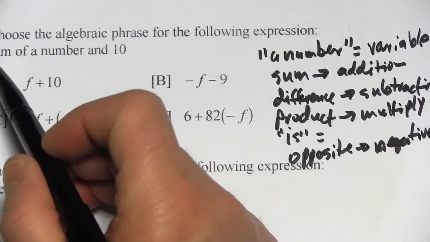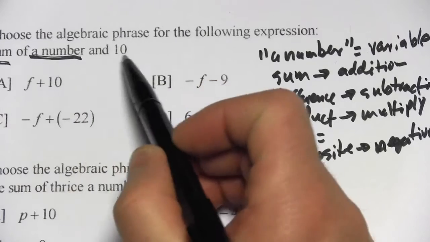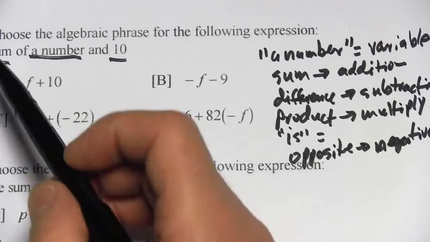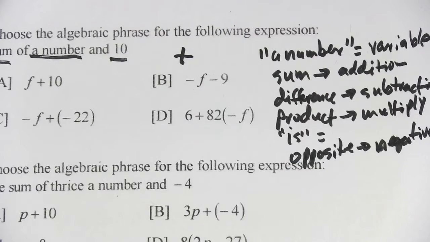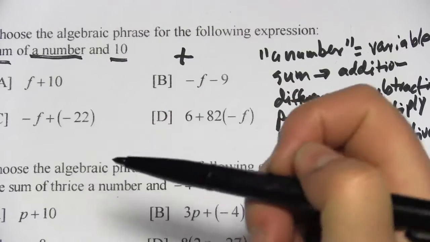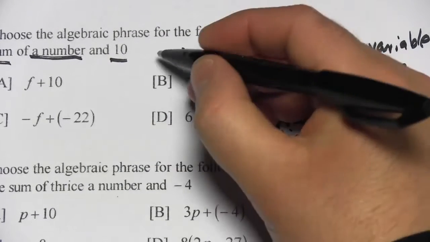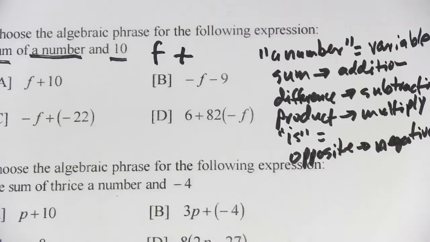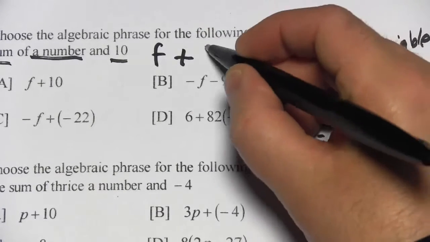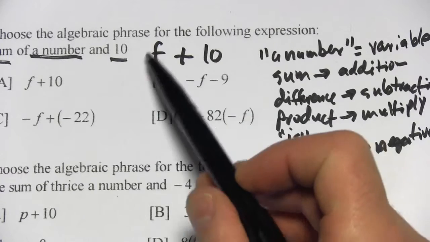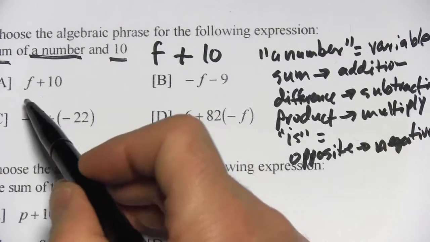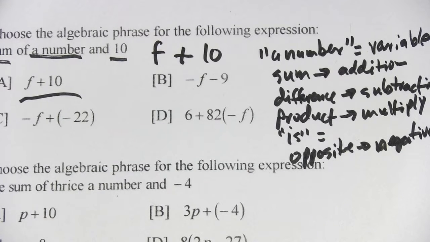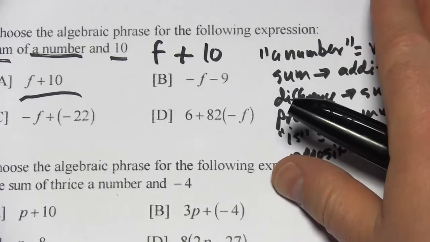So this one says the sum of a number and 10. Well, sum means addition, so I'm going to look for a plus sign. A number is our variable, so we'll put that on one side of the plus sign. 10 is the number they're talking about, so this would be the sum of a number and 10, f plus 10. And that's exactly what we have in choice A. All right, let's look at another one.